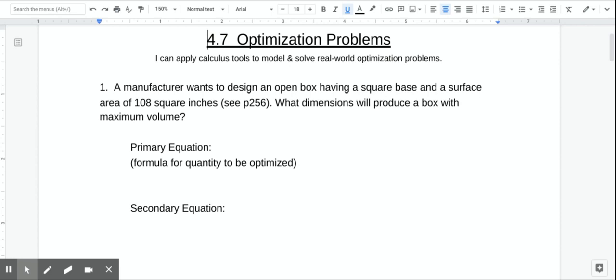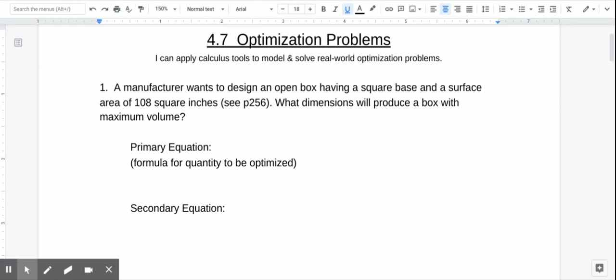In lesson 4.7, we are going to talk about how to use calculus to optimize different situations. Those are going to be things like minimizing and maximizing quantities. Remember, to find relative minimums and maximums, we take our derivative and set it equal to 0. So that's going to be our calculus technique.